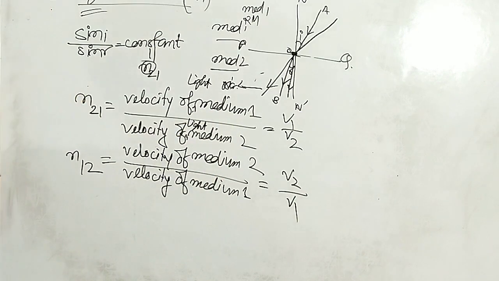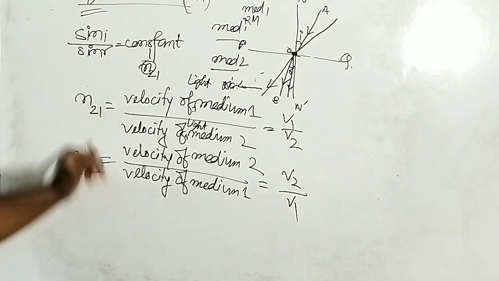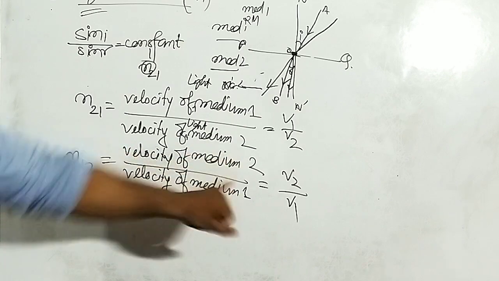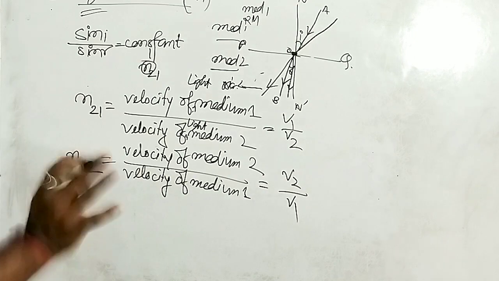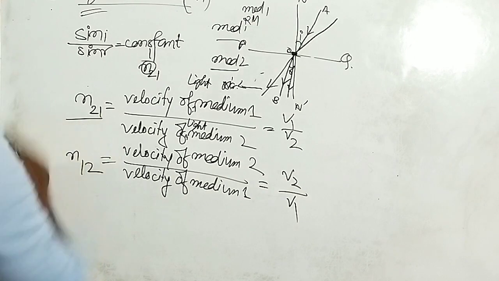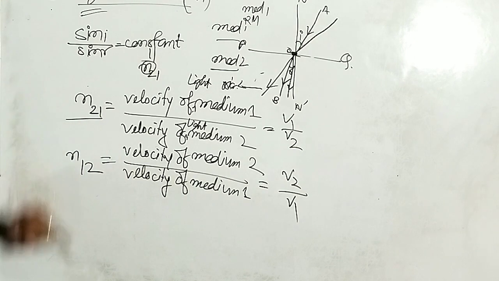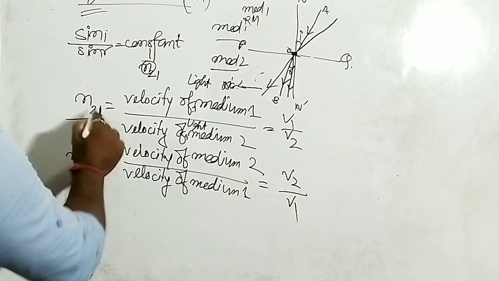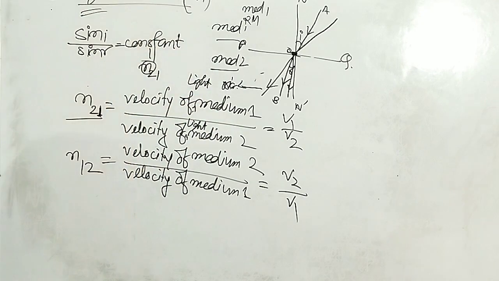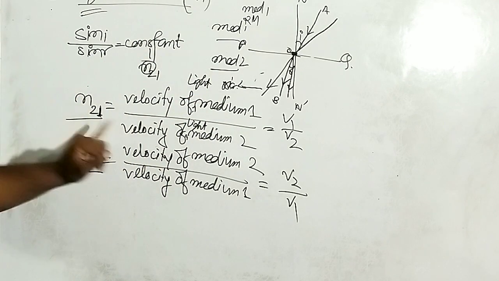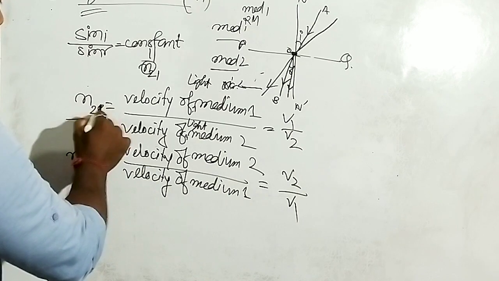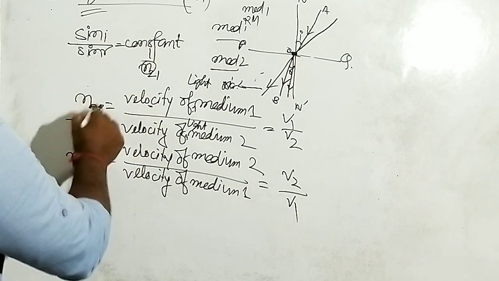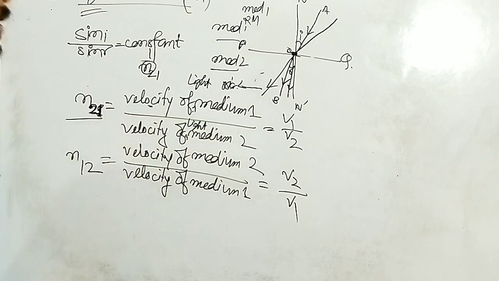Velocity of light in medium 1 by velocity of light in medium 2. Simply again, velocity of light in medium 2 by velocity of light in medium 1. Okay, you just write down correctly. See, now look closely. When we have to calculate the refractive index of medium 2, you always give the first medium velocity in the numerator and the velocity of the medium 2 in the denominator. Just see, 1 is in the back side, so it will be in the upside. 2 is in the front, so 2 is in the denominator.